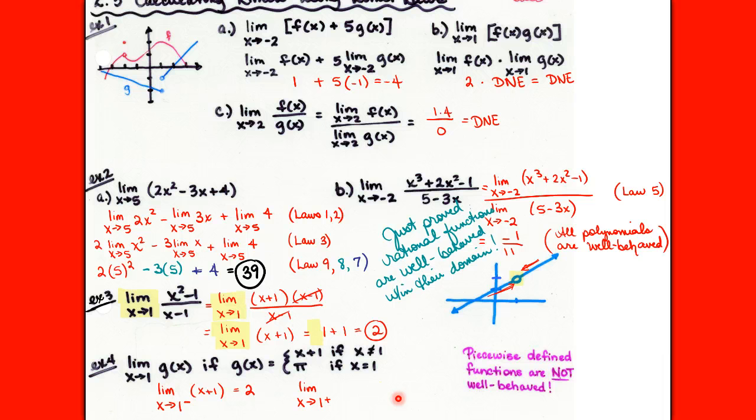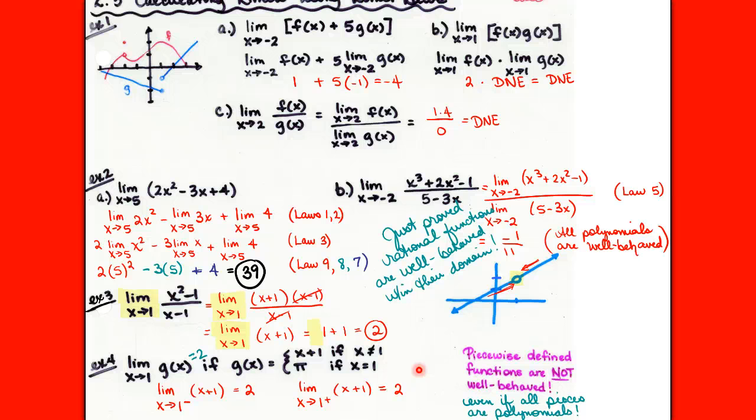Same idea as I approach this from the right-hand side. If I approach this from the right-hand side, those are values not equal to 1. I'm using that top piece. That's a polynomial that's well behaved. So the limit from the left equaled the limit from the right. That limit was 2. It was not pi. So I cannot use direct substitution with a piecewise-defined function even if all of my pieces are polynomials. I cannot assume that it's well behaved.